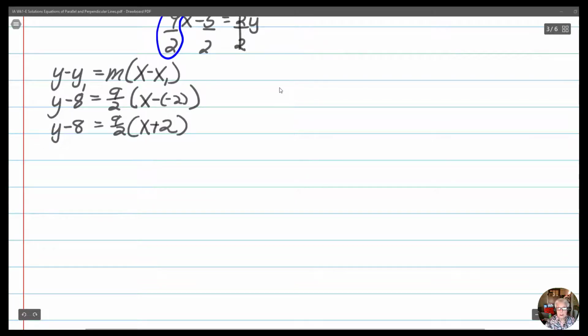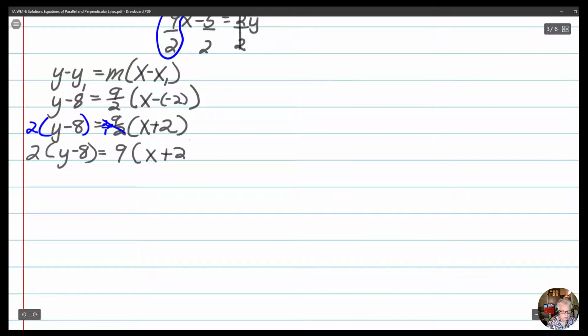Now I multiply by 2 on both sides. Put a multiplication sign there. These 2's cancel. So I'll have 2 times y minus 8 equals 9 times x plus 2.